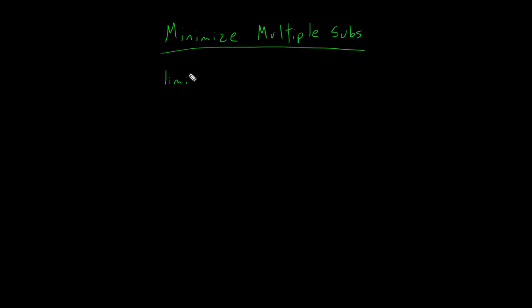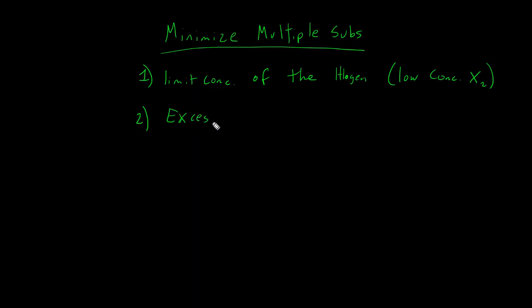We can limit the concentration of the halogen, meaning use low concentrations of the halogen, or whatever X2, we'll call it X, that could be chlorine, fluorine, bromine, or iodine. That's the first way in which we can minimize multiple substitutions. The second way is to use an excess of the alkane. Both of these are going to do the same thing, and that would mean a high concentration of the alkane.